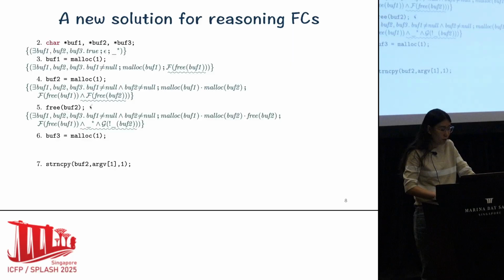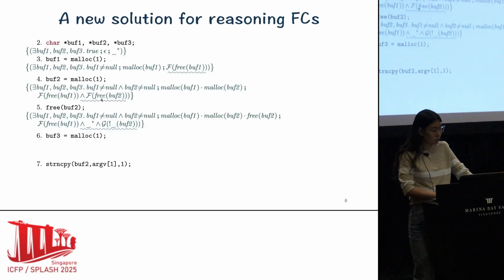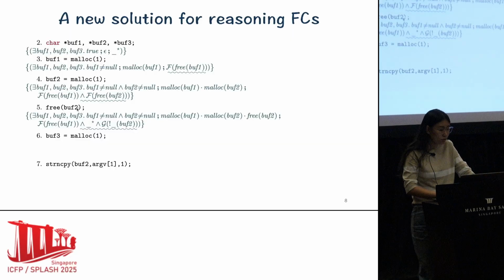Till we observe that at this line, we had a future condition that finally freed the buffer 2. And when we actually free the buffer 2, this constraint is resolved into underscore star, which means that we no longer need to look for the free of buffer 2. The obligation has been fulfilled. And it continues to add more future conditions into the state.